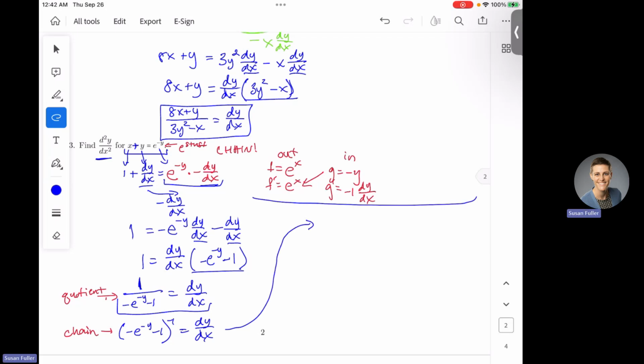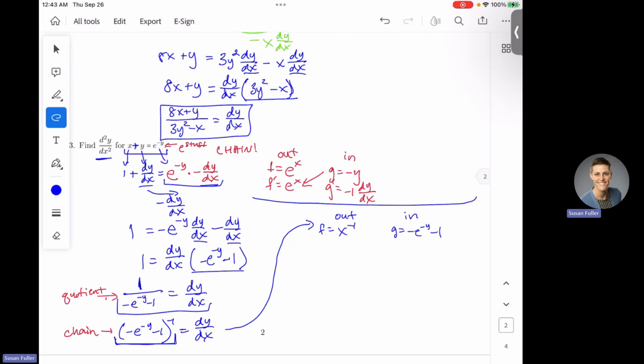So if I do this with the chain rule, then I'm going to have to identify my outside function and my inside function to be able to do the derivative of my left side, because again, I'm taking the derivative of both sides. So we're going to start by taking the derivative on the left, and we're going to use the chain rule to do that. So I'm going to call my outside function f and my inside function g. The thing that's inside something else is this negative e to the negative y minus 1. And my outside function is x to the negative 1. That's what this thing is plugged into.